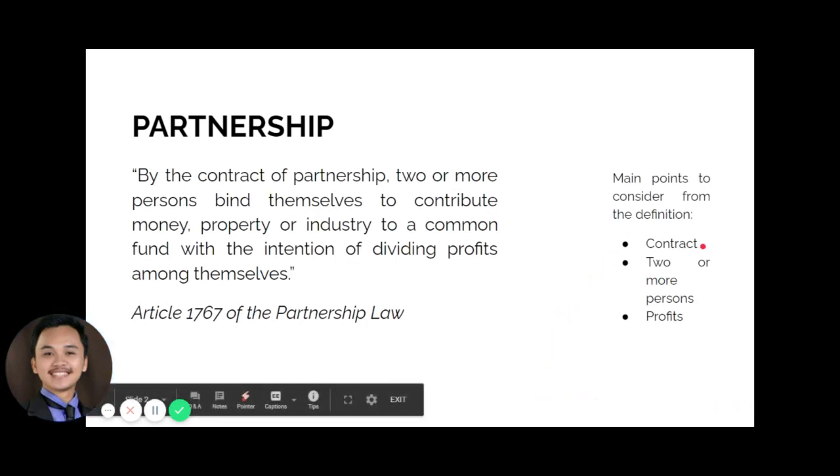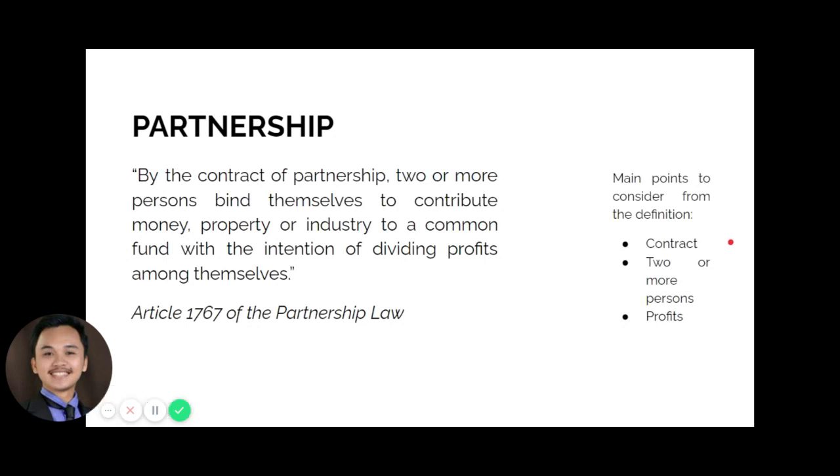So first, we have contract. So partnership is a contract. Just like any other contract, partnership may be created with the formalities or without the formalities of a contract. So as long as there is a meeting of minds between two or more individuals, such individuals may now enter and create a partnership. They do not actually require formalities just like any other contract. As long as these parties meet their minds in entering into partnership, they can already create a partnership.